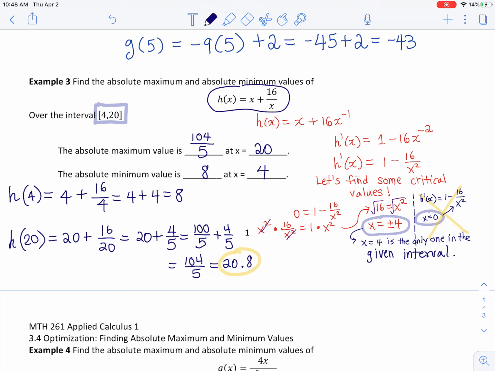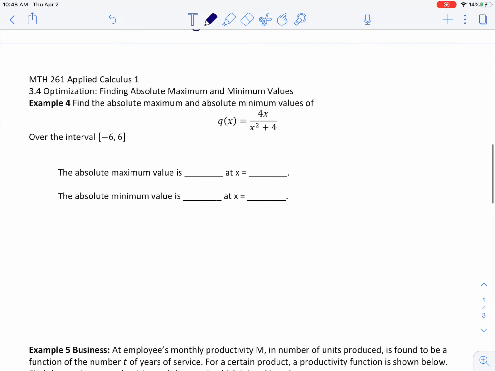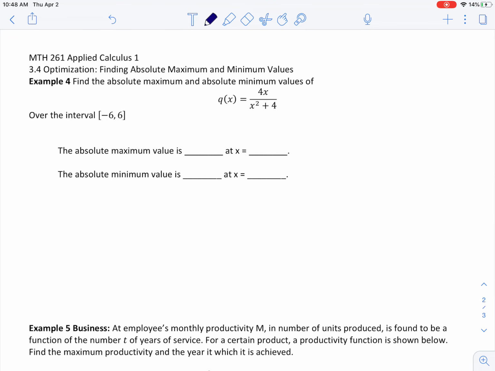All right, so that was a little bit interesting, don't you think? Now what we're going to do is one more that is going to be very similar to what you will do for me on the 3.4 problem. All right, in the back, find the absolute in the same direction.